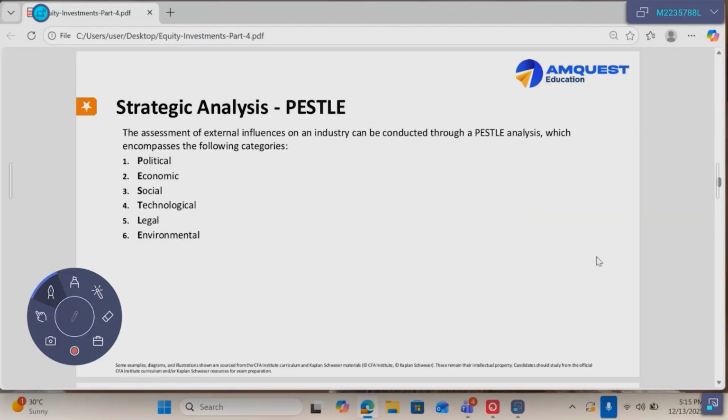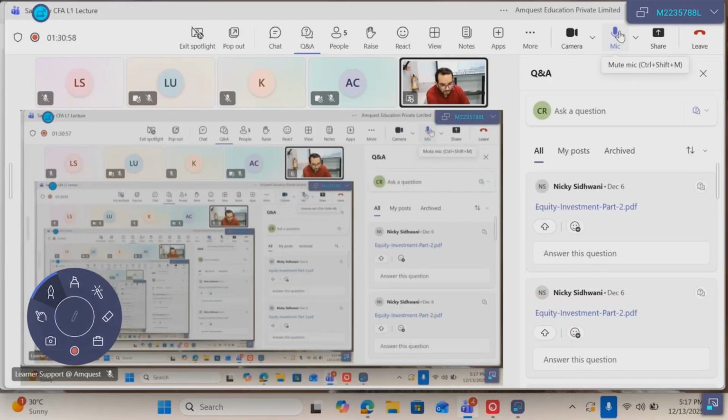So let's take a 5-minute break. Then we'll start with PESTEL analysis. If anybody has any questions, or you want to ask something, you can go ahead. Otherwise, we'll start in a couple of minutes.